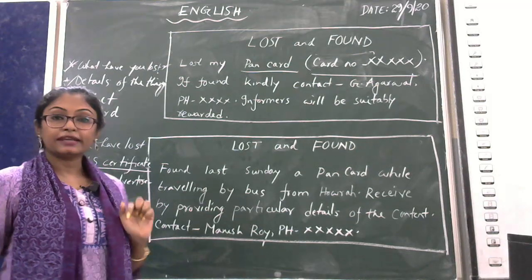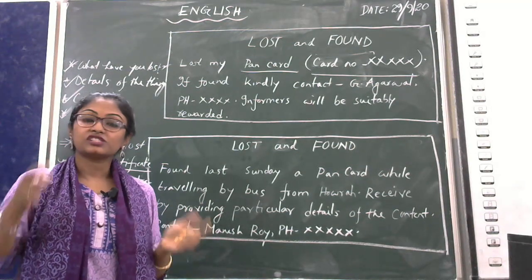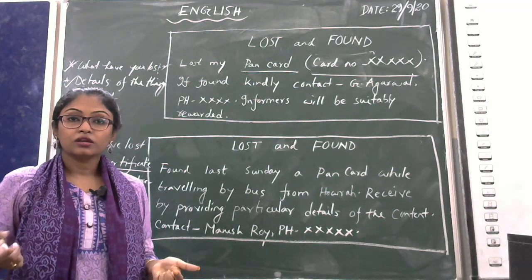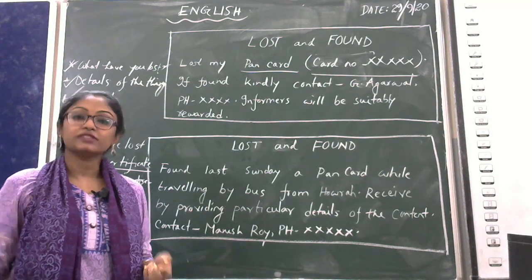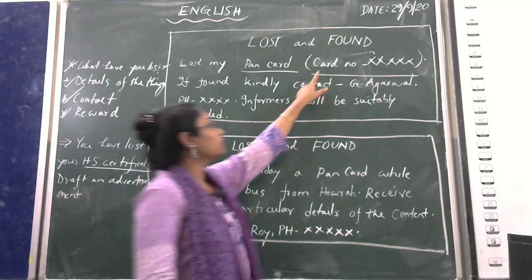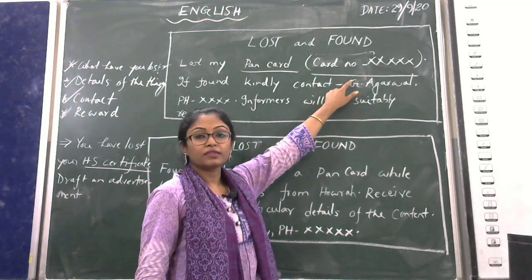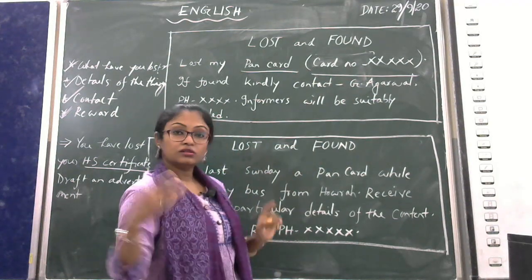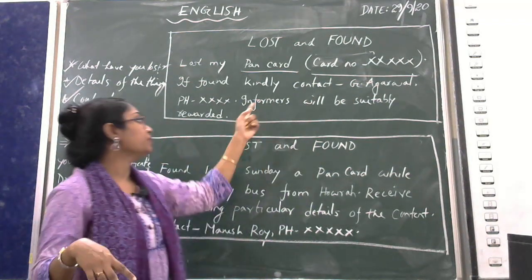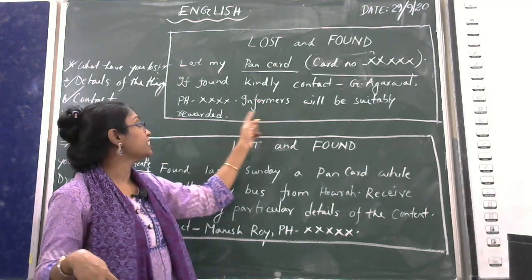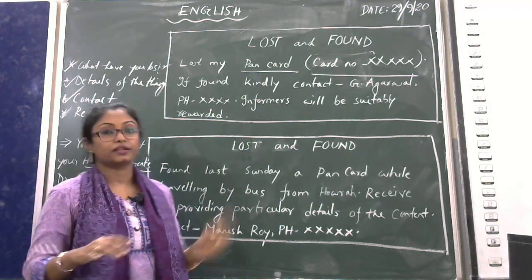Any particular details? So you can provide your registration number and roll number. That is written in your certificate. So just write down your registration number. Done. If found, kindly contact Jaguar. Informers will be suitably rewarded.